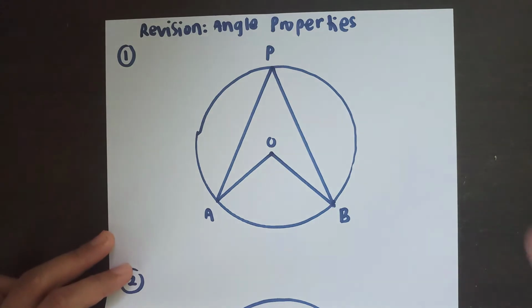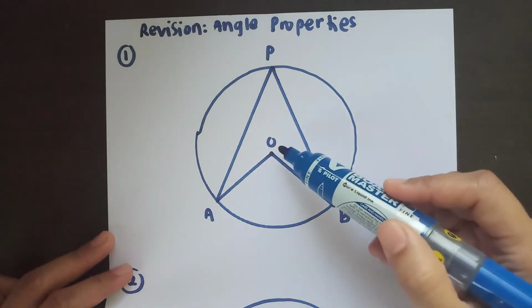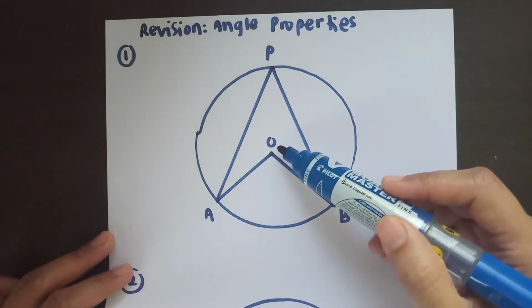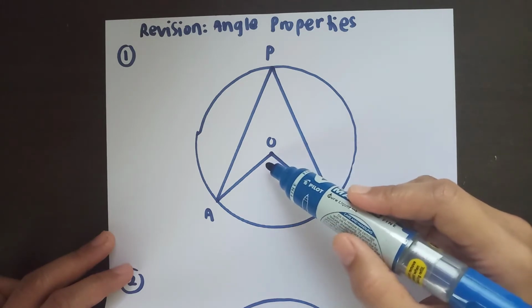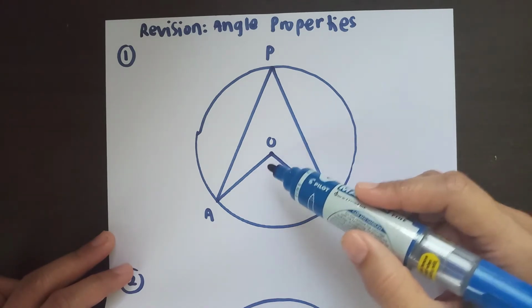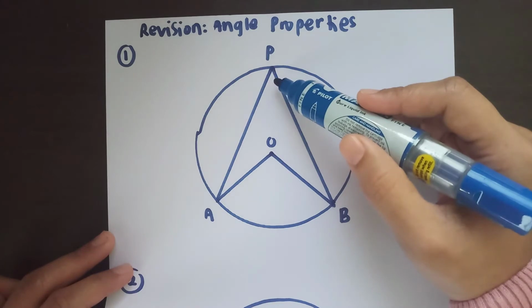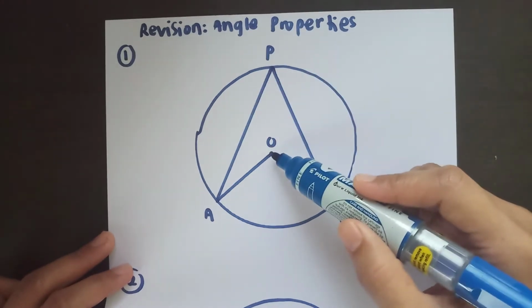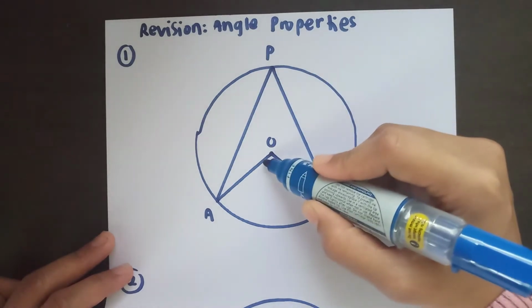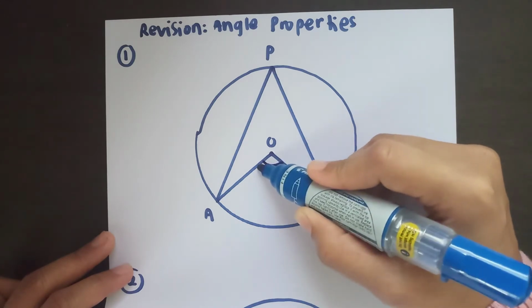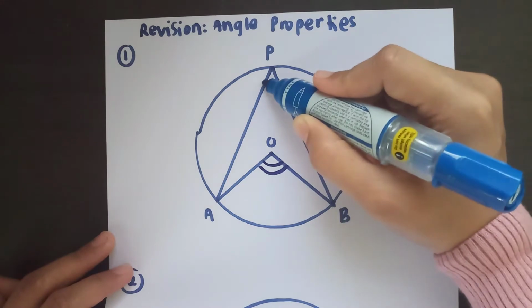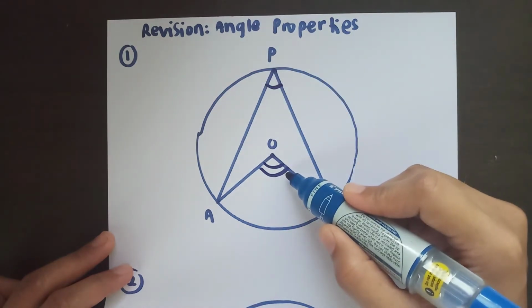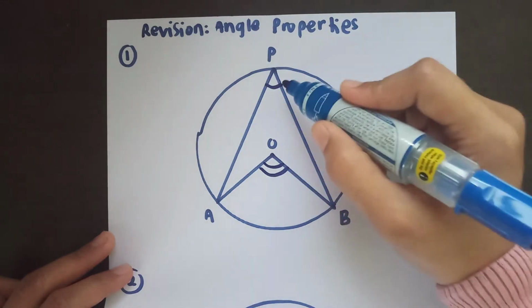Throughout this video, O will always be my center. O is the center of my circle. So as I mentioned just now, the angle at the center is twice the angle at the circumference. You need to make sure that one is the center. Twice simply means I can denote it by using a double line. Here I use a double line, which means twice of that one.